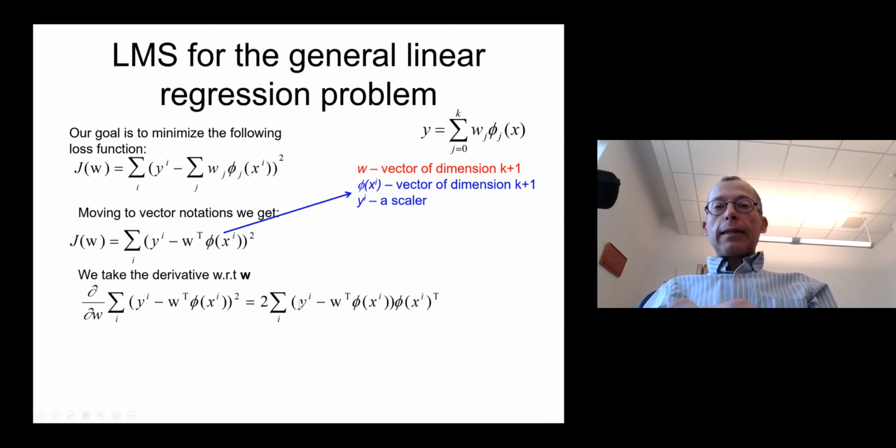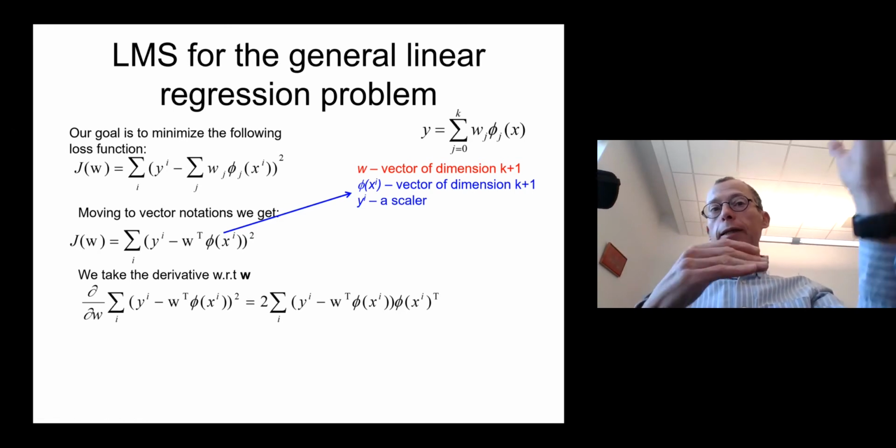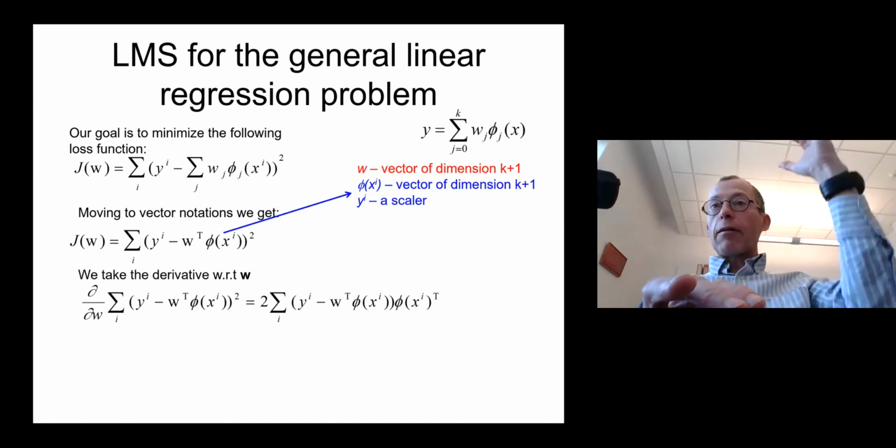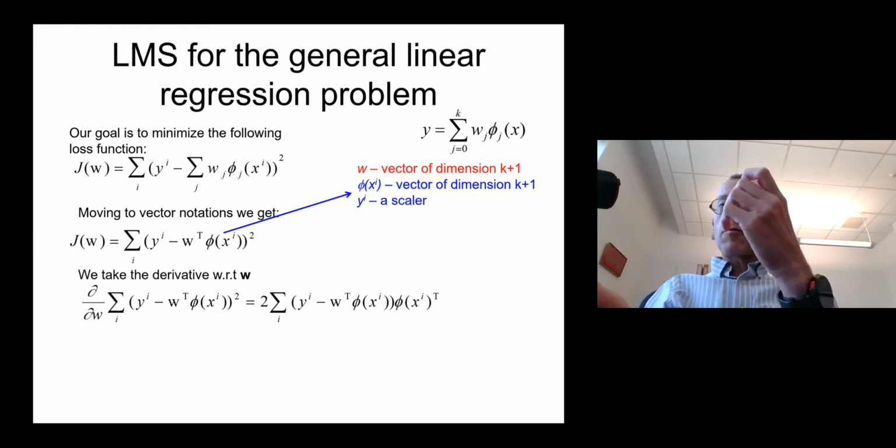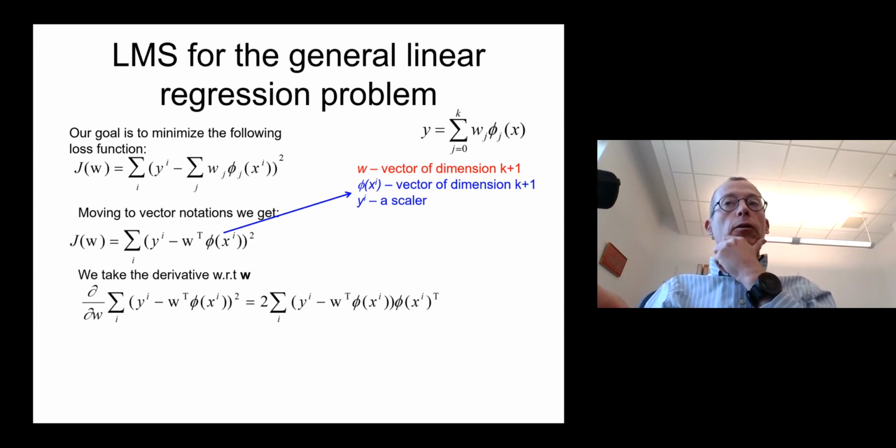Okay, so this we already said, this is one value, right? This is a scalar. This is a vector, and the output is again a vector, right? Because we are doing it for all the W's. So the output is basically the vector of all the W's, the value for each of the W's. Okay, so this is taking the derivative in the vector space.